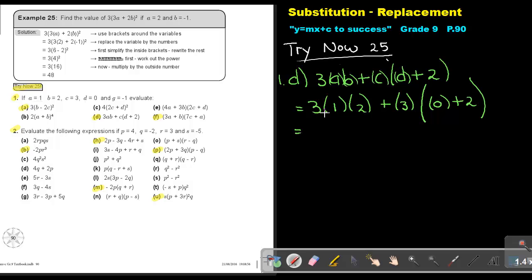Now let's start. Because there are no powers, and remember there are 2 terms, I'm going to get one single number for this term and one single number for this term, and then I will add. So 3 times 1 times 2, that will be 6. Now let's simplify. Keep that 3 first. 0 plus 2, that's 2. Now we can say 6 plus 3 times 2, that's another 6. That will give me an answer of 12. Let's make space again for the next one.